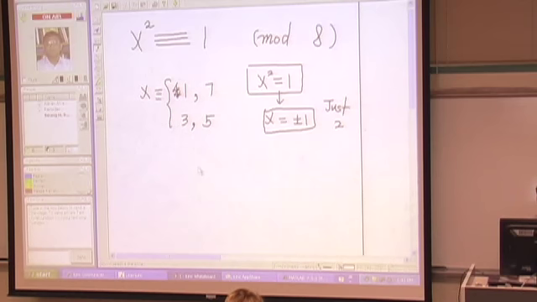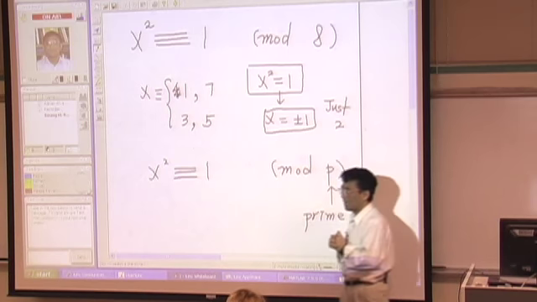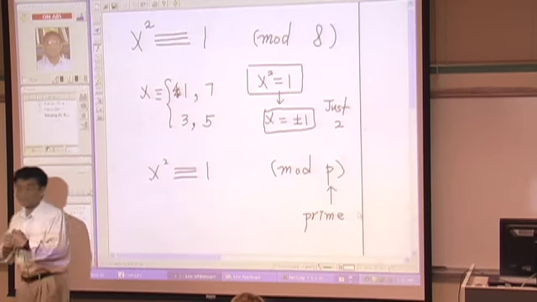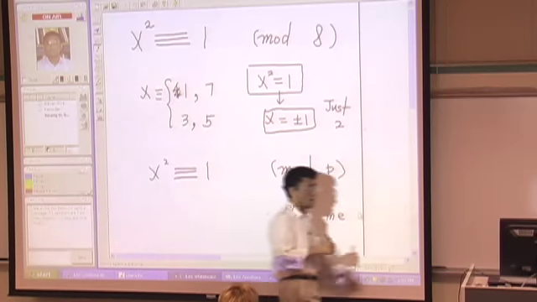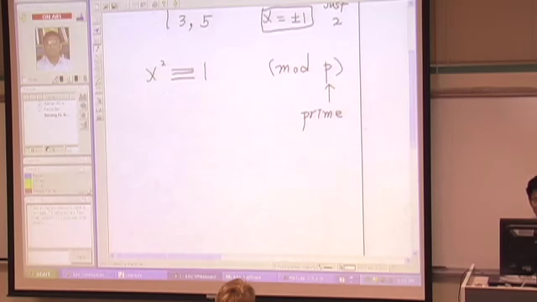So I will state this thing. x squared equals 1 mod p, where p is prime. Then how many solutions can we expect, and what are the solutions? Of course, 1 and negative 1. 1 and negative 1 are obvious solutions. But are they all? So let's investigate this problem.